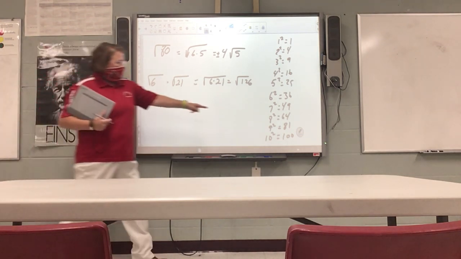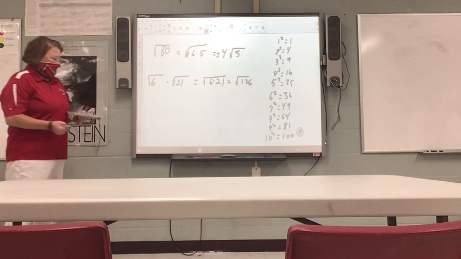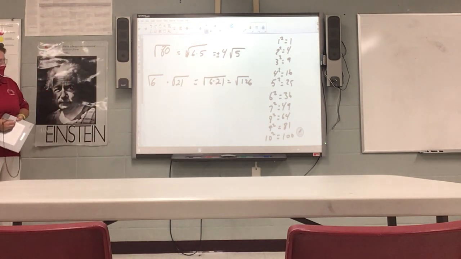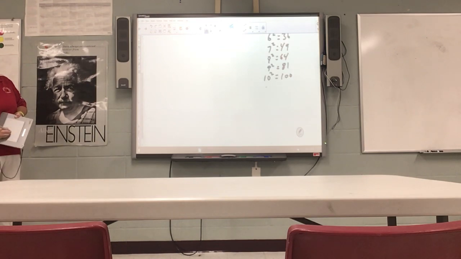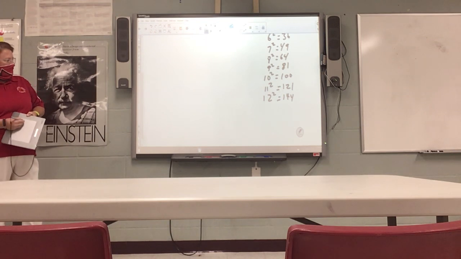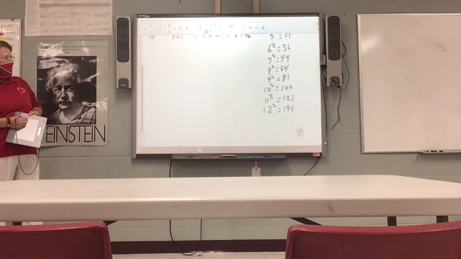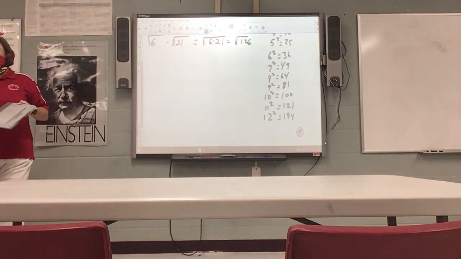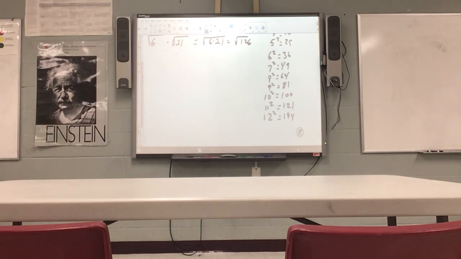Well, I've only gone to 100, so let me scroll down and go a little bit farther. Come on, scroller. 11 squared is 121. 12 squared is 144. Okay, so we were looking for 126, and it's not there. So what we've got to do now is the same thing we did on the last problem: start working our way backwards until we find the biggest one that'll go evenly into 126.